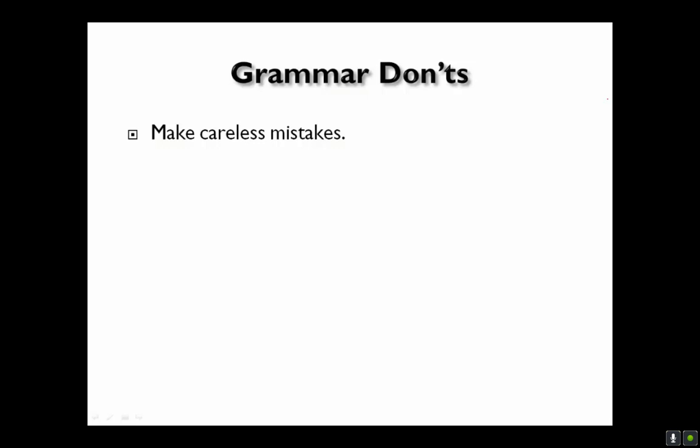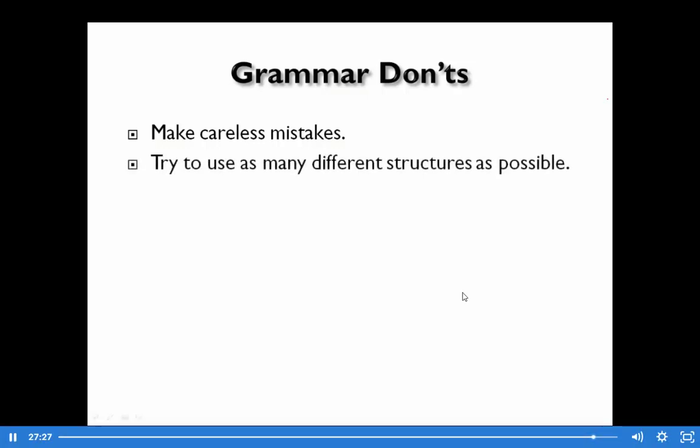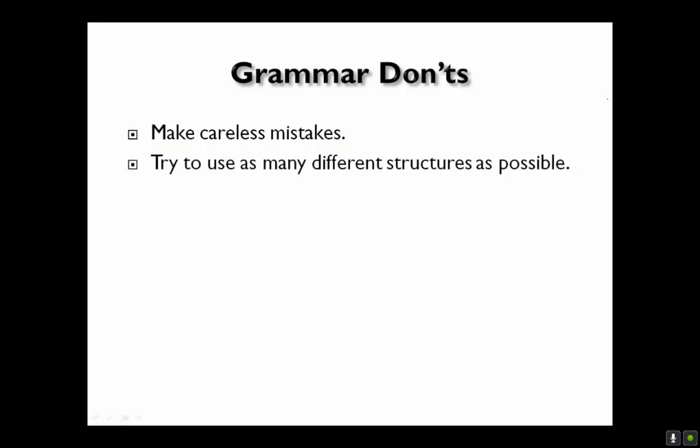You should also establish your common mistakes. So everybody has common mistakes. Some people have problems with plurals. Some people have problems with punctuation. Some people have problems with articles. What you should do is establish your common mistakes, know that you make those mistakes, and then you can fix them. The next thing you shouldn't do is you shouldn't try to use as many grammar structures as possible. We've already talked about this. Don't go into the exam trying to use every single grammar structure. It's about using them appropriately, not using as many as you can.